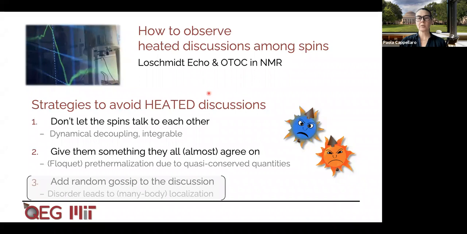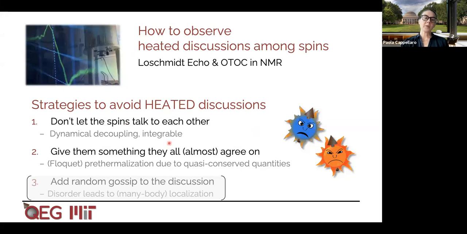And then what I want to do is to discuss three strategies. I will actually focus only on two, three only if we have time, but we can use to avoid this heated discussion. Heated because they lead to a thermalization, so an increase in temperature. So the first strategy is, of course, to avoid that the spins talk to each other. Even if they're angry at each other, if they cannot talk to each other, we will not heat up.